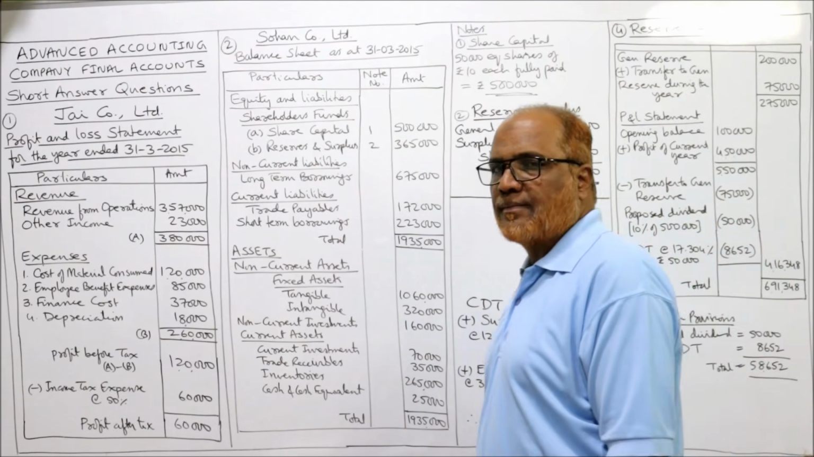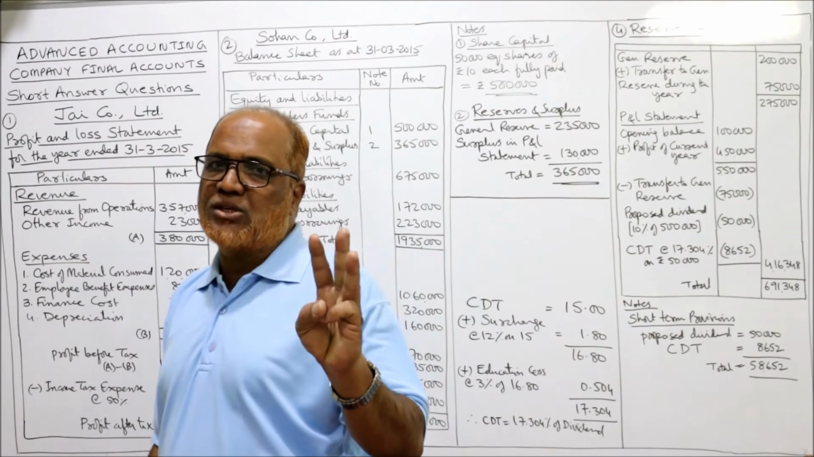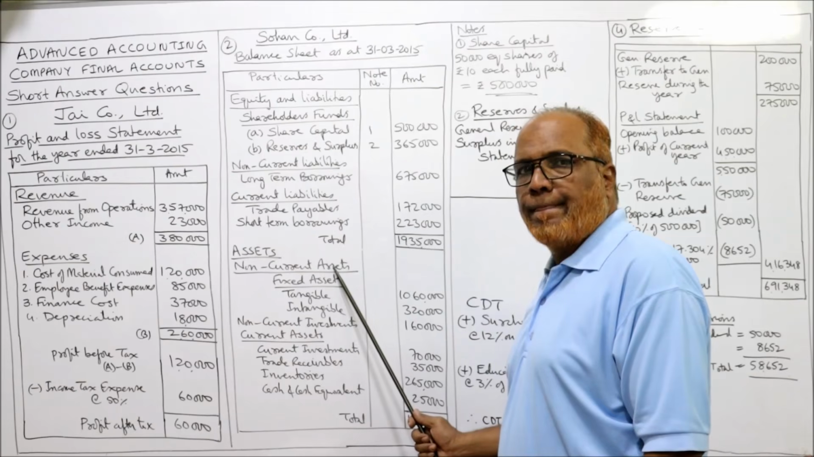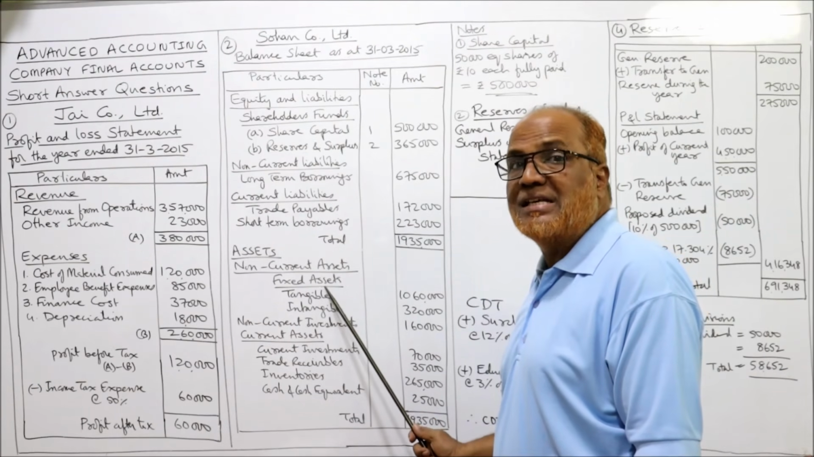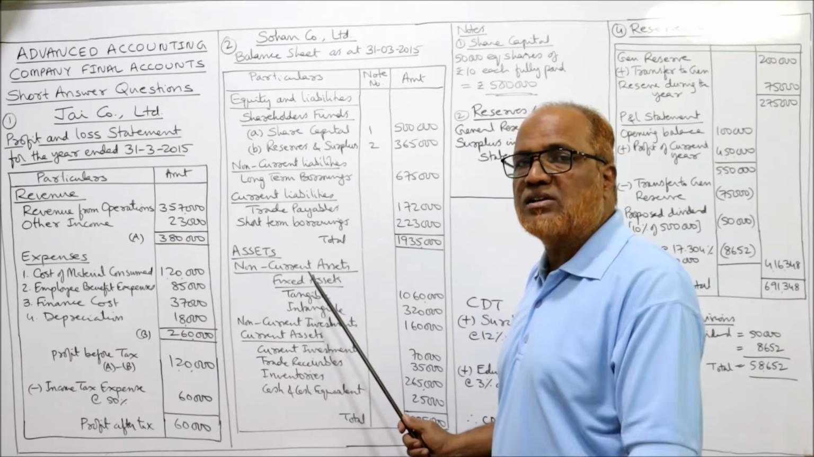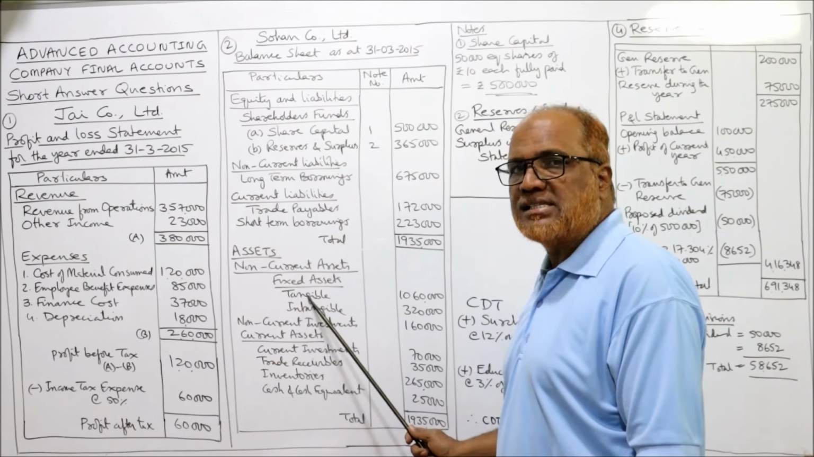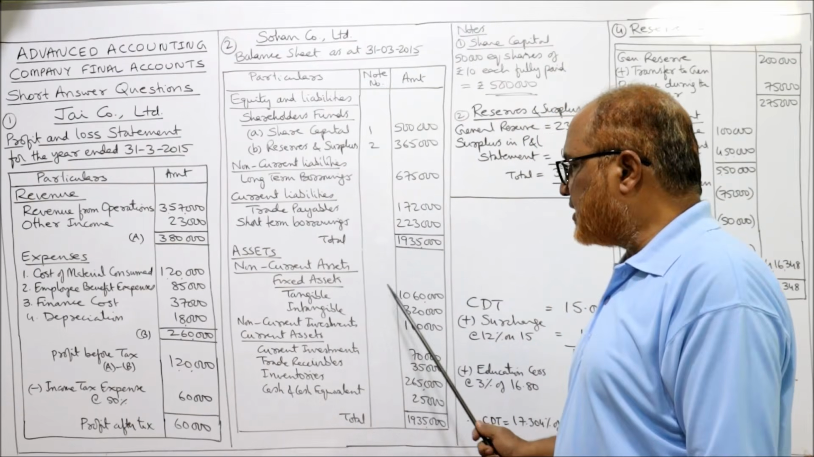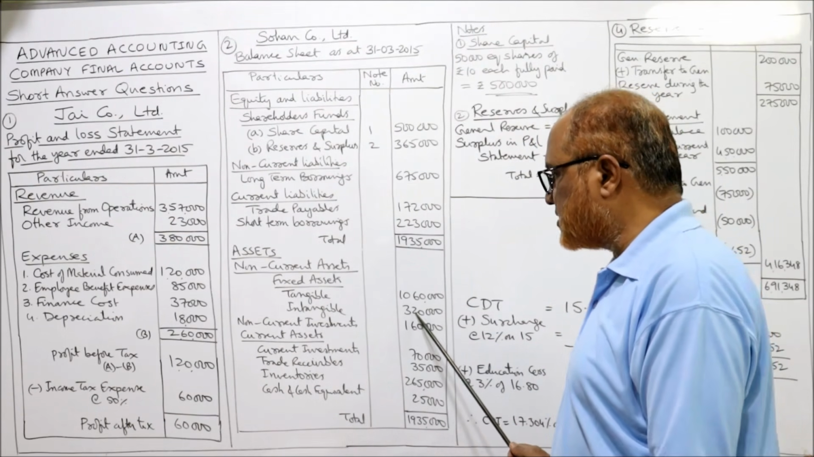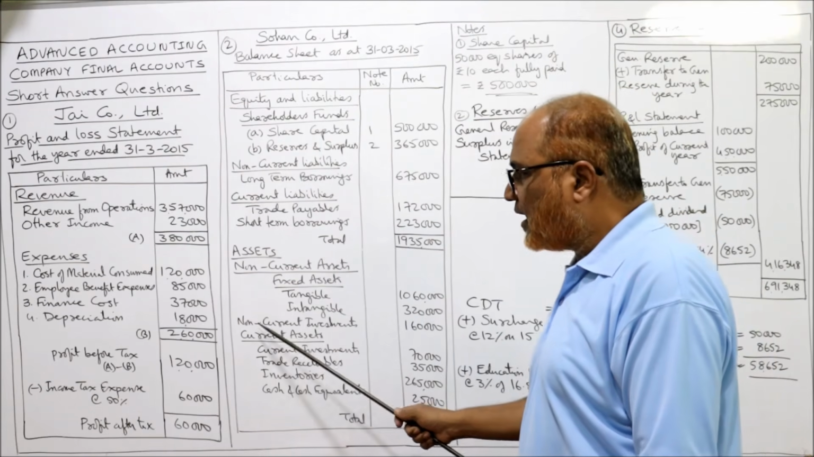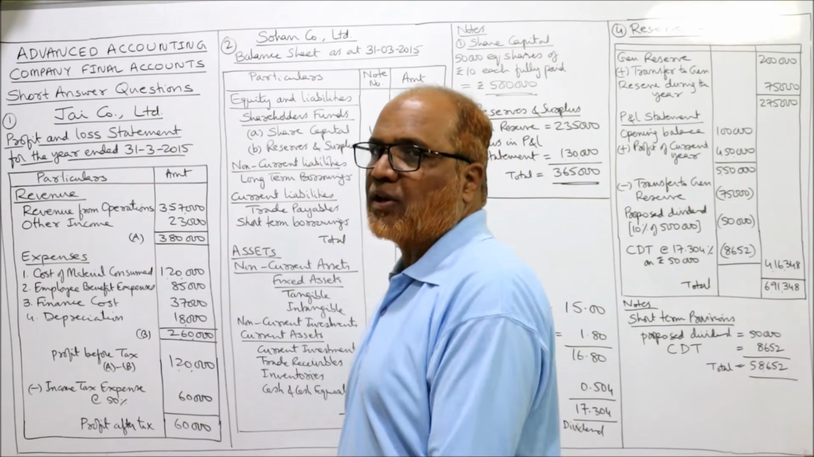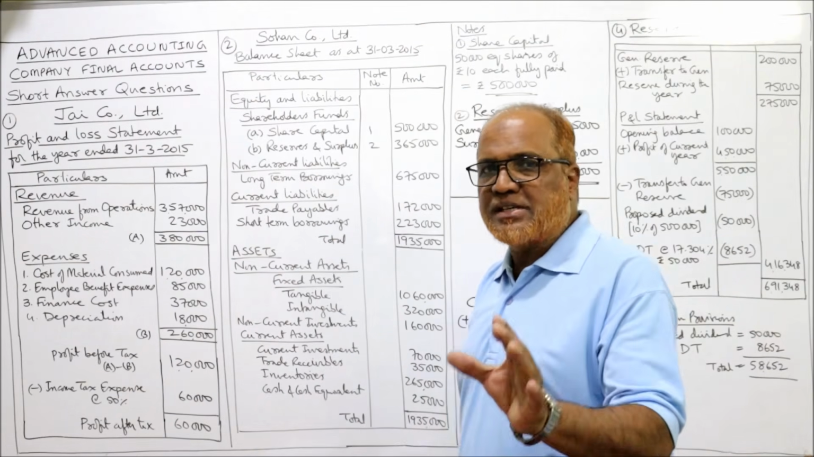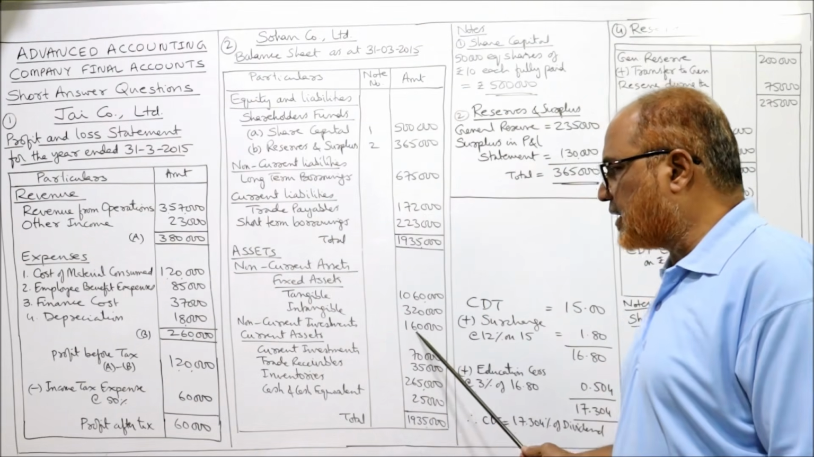Now come to assets. Assets again we categorize into 3 types. The first is non-current assets. Under non-current assets we take the fixed assets. Under fixed assets we have to classify tangible assets and intangible assets. In the problem itself it is given tangible assets are 10,60,000, intangible assets are 3,20,000. Second item is non-current investments, or long-term investments. If it is specifically given, take it separately, 1,60,000.